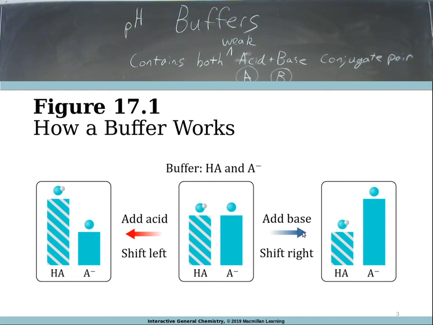And we can say the same thing about adding base. Once I've consumed all of my conjugate acid, then any additional base I add is going to just act like a regular base and increase the OH minus concentration. So that's just a little intro to buffer capacity. Again, we'll show you how to deal with this mathematically in the next section.